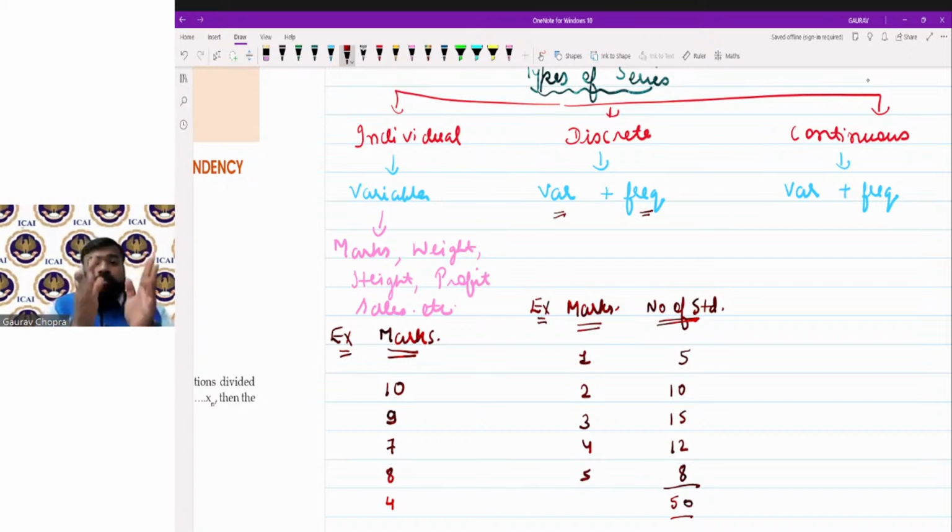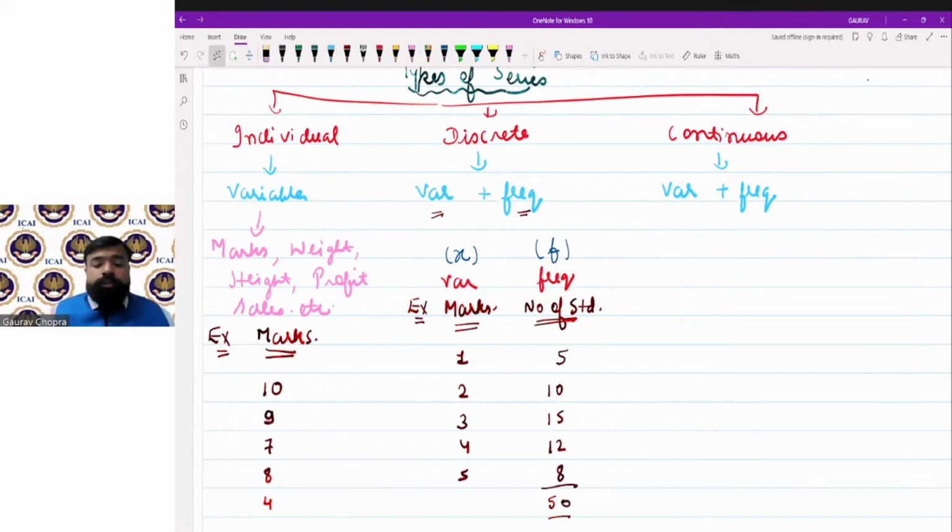So in this table, variable and frequency both are given. So marks is a variable and number of students is frequency. So normally we denote variable, we express variable with x and frequency by f. Variable is x, frequency is f. Okay, perfect. So this was individual and discrete series.